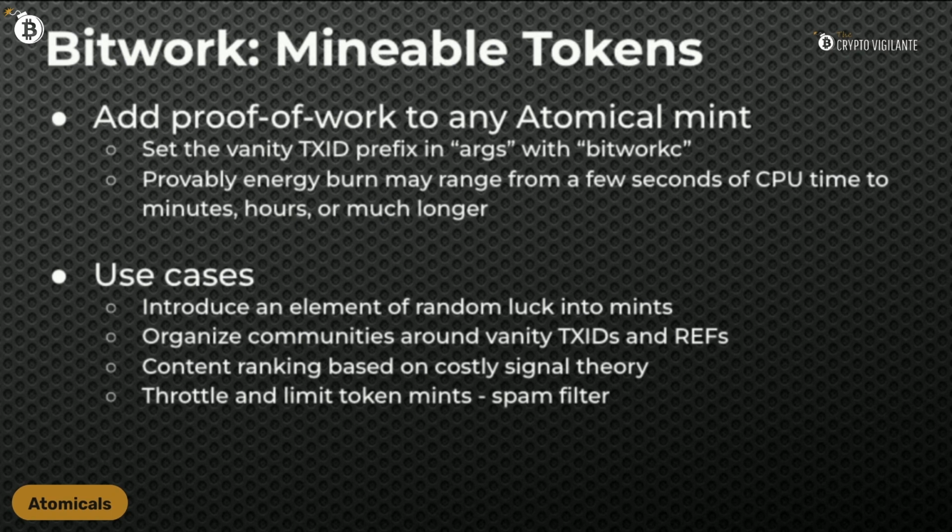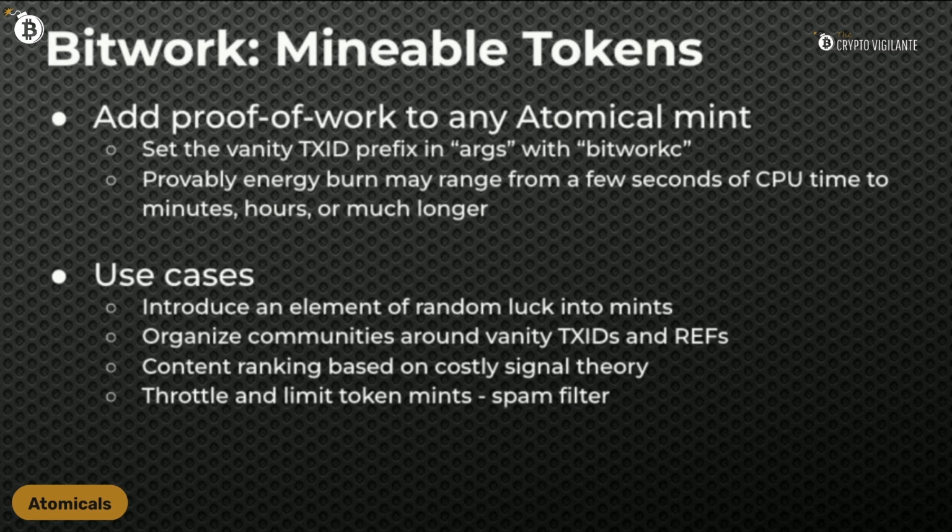We can do content ranking based on the costly signal theory. So we could rank content based on how much provable energy was burned. So remember that event feed I talked about before? Well, you could have profiles that are interacting, publishing social posts, and we could upvote them with provable energy burn, or even require energy to be burned to mint them in the first place, and then rank everything trustlessly.